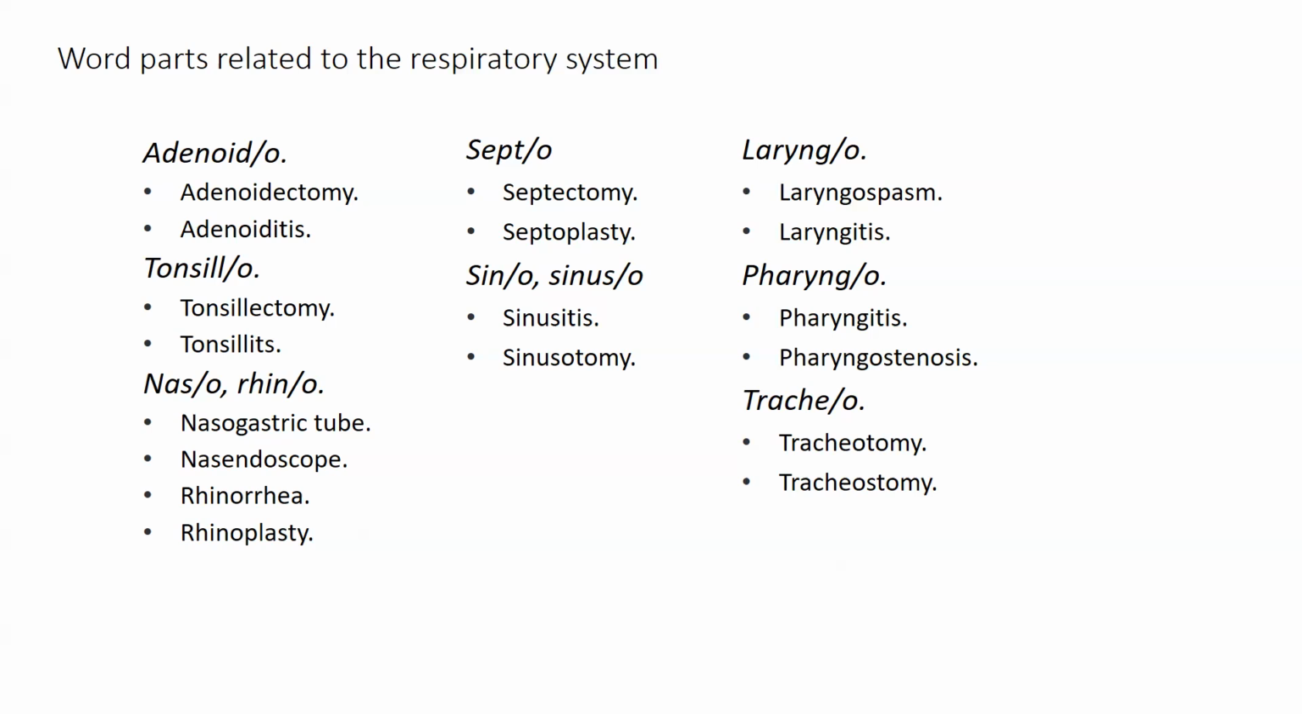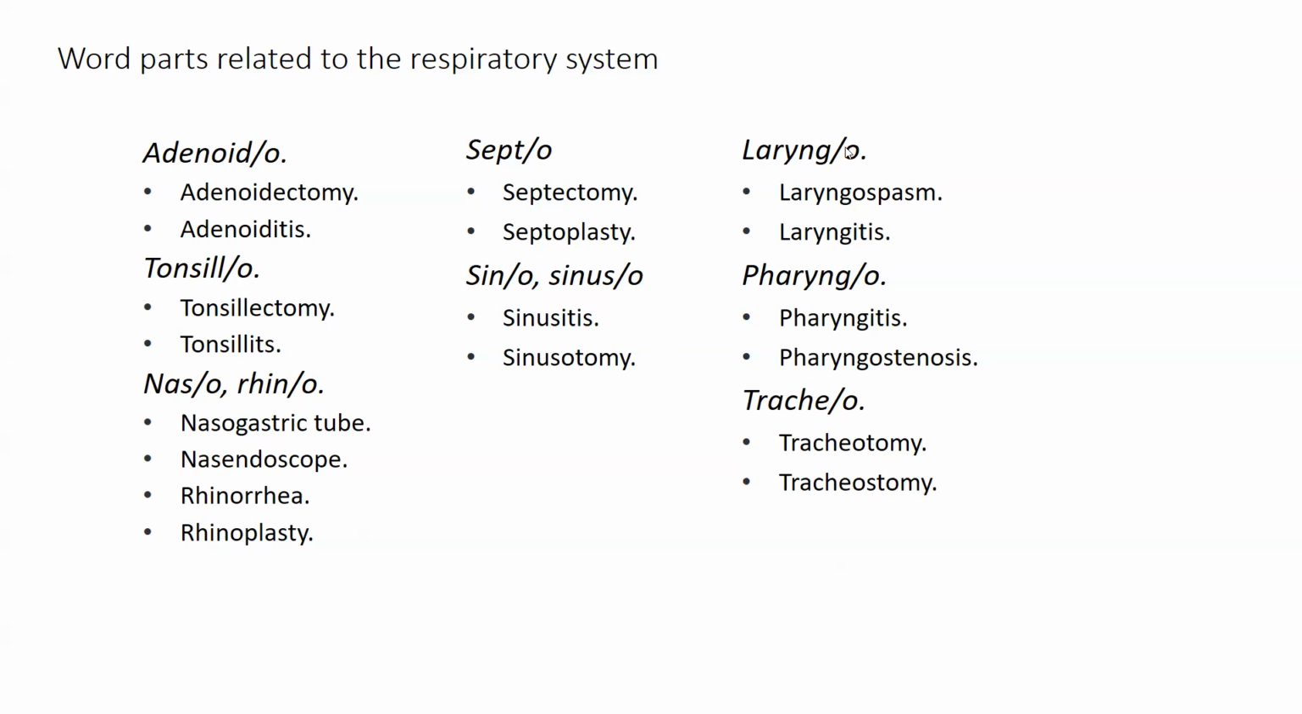Sino and sinus refers to sinuses. You have hollow spaces inside the frontal bone, the maxilla, and the sphenoid bone that are lined with mucous membranes that can become inflamed or infected. So sinusitis would refer to an inflammation of that mucous membrane inside one or more of the sinuses. Sinusotomy refers to an incision into the sinus, oftentimes to relieve pressure or to relieve pus.